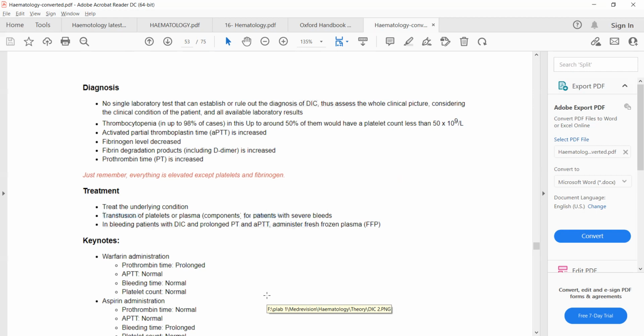The treatment of DIC is very simple. We'll treat the underlying cause. And if there is a severe bleed, then we can transfuse platelets, or even fresh frozen plasma can also be transfused.